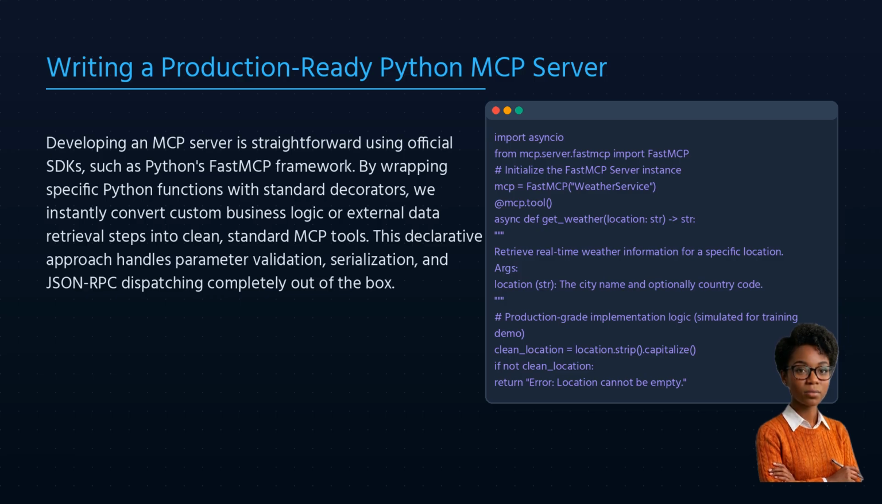In this code, we initialize a server named Weather Service and register a standard tool called get_weather using a simple decorator. Notice how the function includes clear type hints and docstrings. The MCP server reads these to construct schemas that tell the LLM exactly what this tool does and what input parameters it expects.